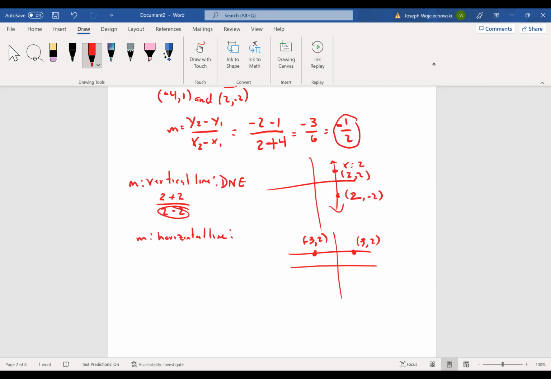y2, well, that's 2. y1, well, that's 2 as well. 2 minus 2 over x2, well, we'll call this x2, -3 minus 3. 0 over -6 is 0. So the slope of a vertical line does not exist. The slope of a horizontal line is 0.